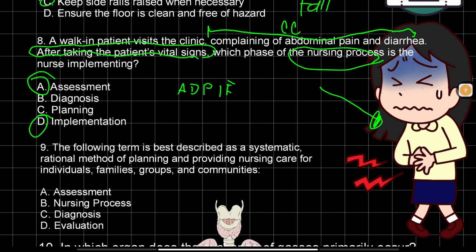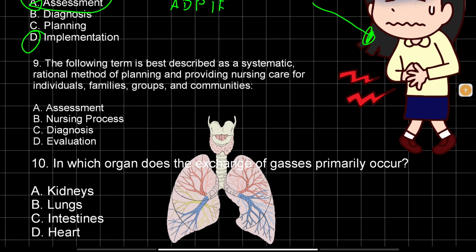Kumuha ka pa lang naman ng vital signs. Na-achieve mo na agad, na-address mo na agad yung vomiting, yung abdominal pain and diarrhea. Intervention mo ba yon? Hindi. Right? Collection of data, such as taking vital signs, is still under your assessment phase. Are we clear? Clear as the sun.